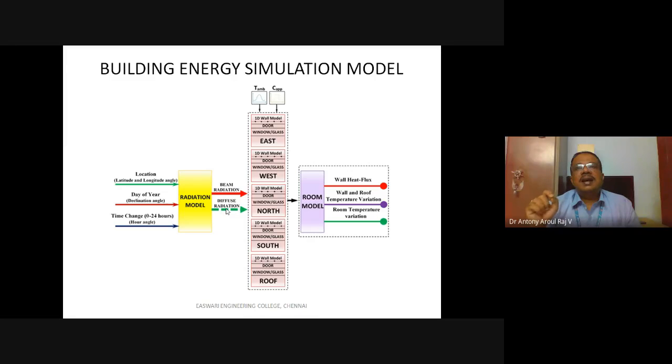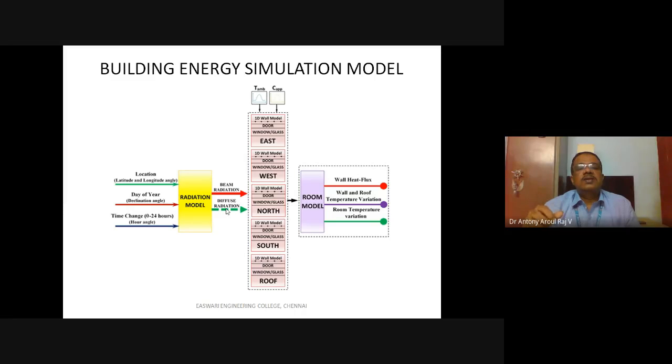So the declination angle will be varying from minus 23.5 to plus 23.5, and again it will come back to minus 23.5. So that is given by the declination angle. This is how we build the radiation model. We will have expressions for the radiation model, and we will be giving all these angles. By varying all these angles, your beam radiation and the diffuse radiation will vary throughout the year.